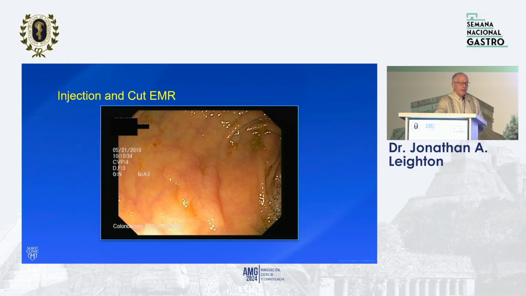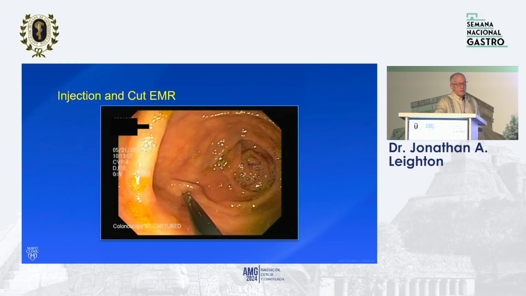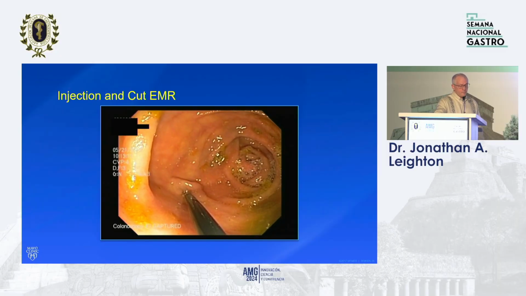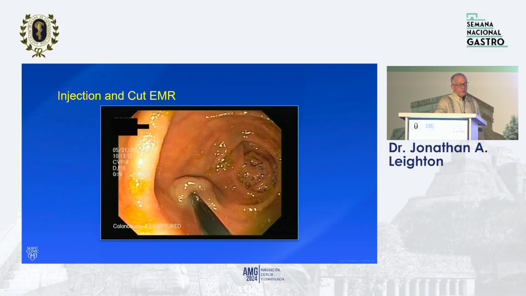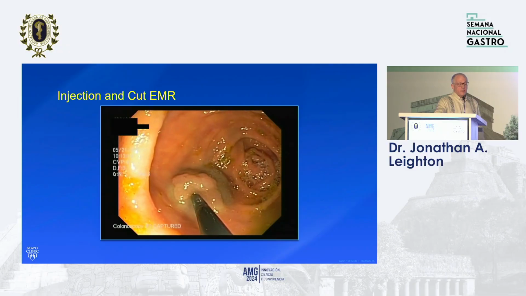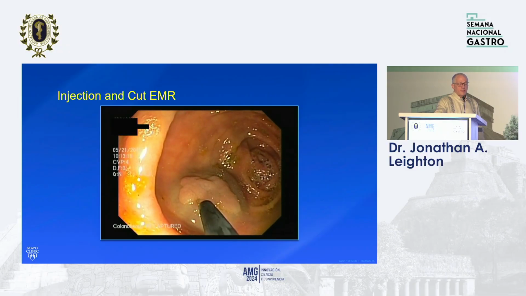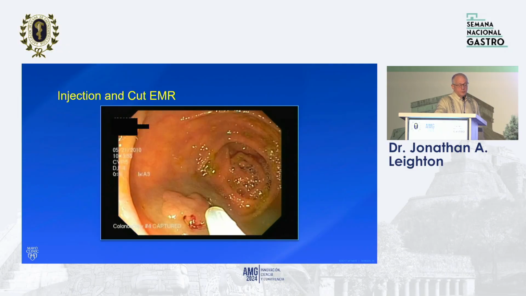And this gives you an idea of inject and cut EMR, where again you inject, we usually inject saline. Oftentimes we'll add indigo carmine so you see the borders clearly.